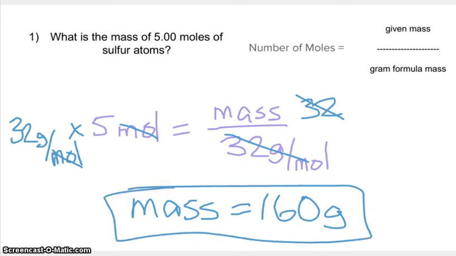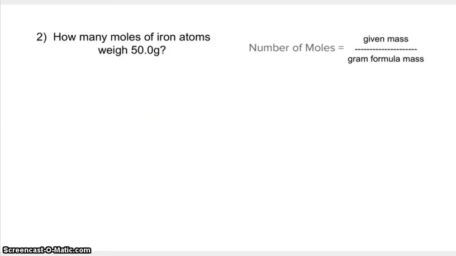So it's not anything more complicated than you have a new unit and you're doing some simple algebra to solve for the missing piece. All right, let's try another one. All right, so the second one. How many moles of iron atoms weigh 50 grams?